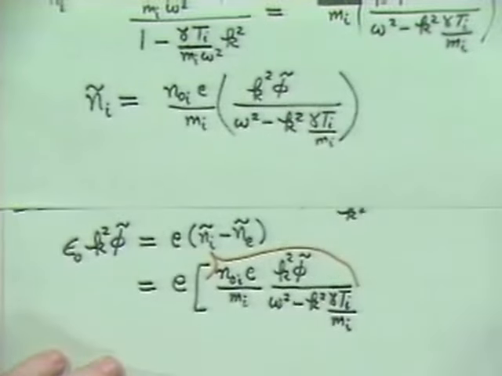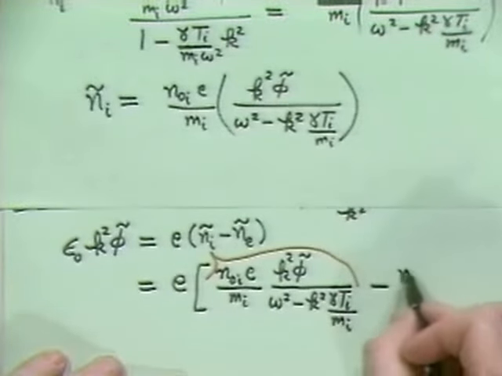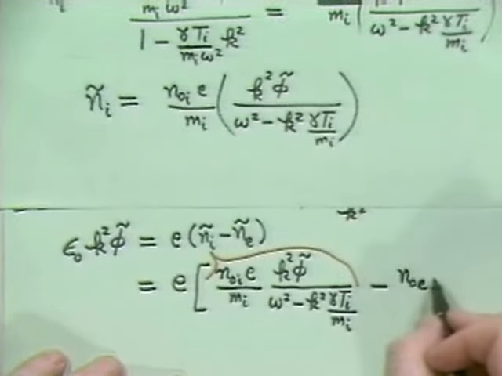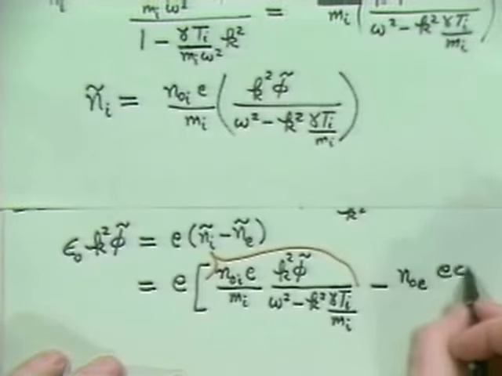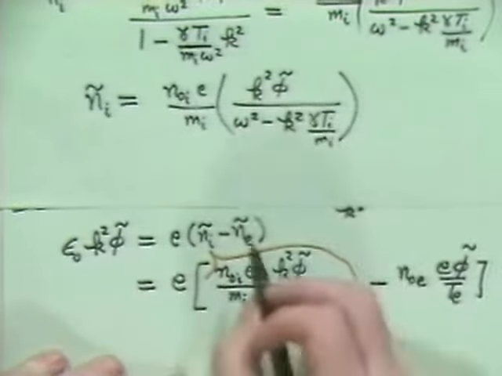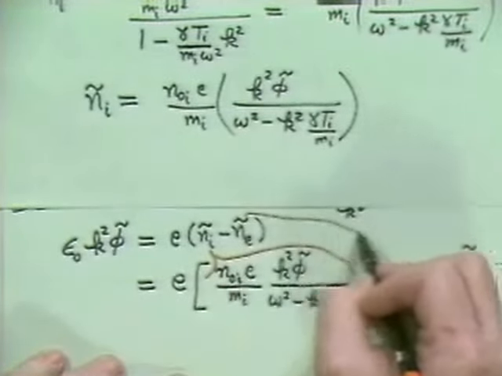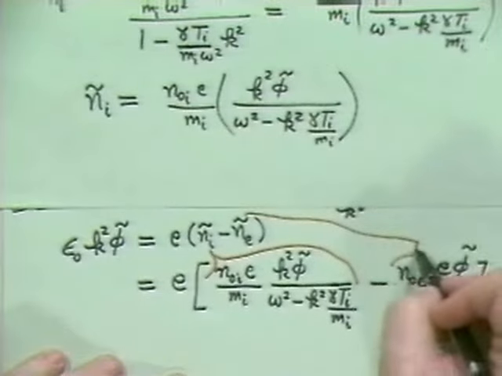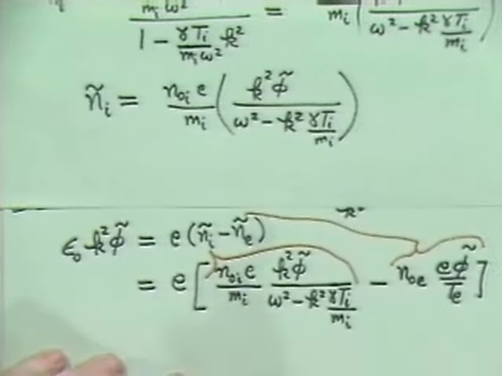So that's my n_i. What did n_e turn out to be? Well, it was just that adiabatic response. So it's n naught e times e phi tilde over T_e, which was the adiabatic response. So that's the adiabatic response.